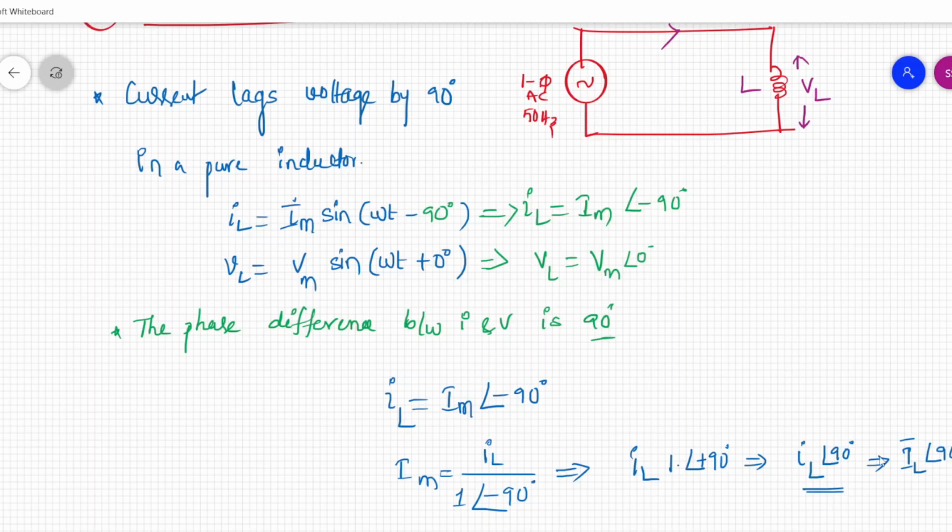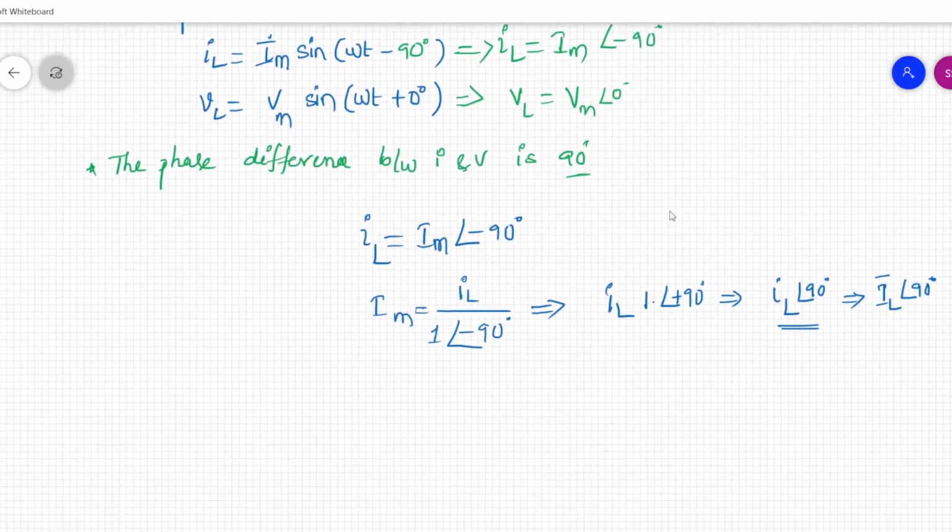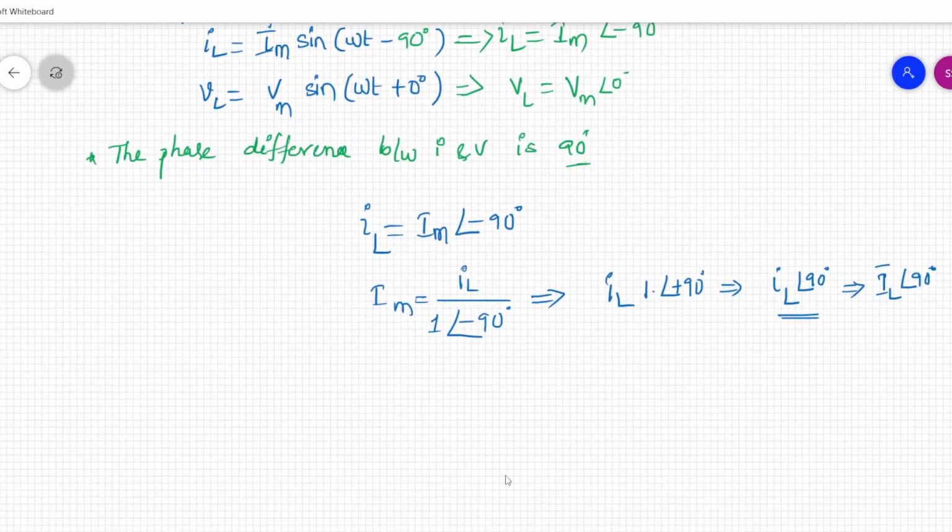Now let us draw the phasors here. VL was Vm at an angle of 0 degrees. So I am writing the phasors here. This is VL bar. Now what is IL bar? IL bar is having a 90 degree displacement, that is lagging. This is IL, having a 90 degrees lagging from voltage.